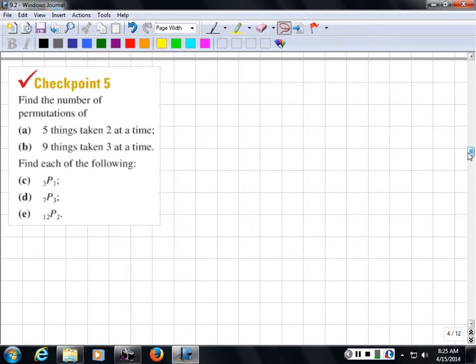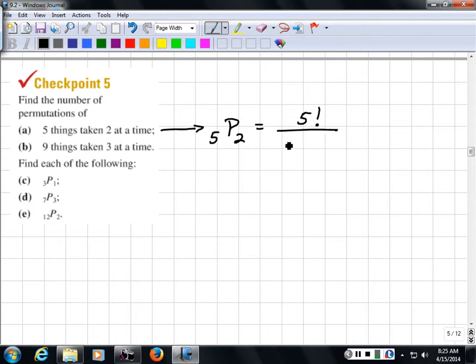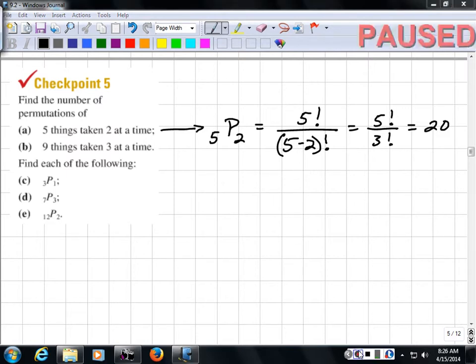Find the number of permutations of 5 things taken 2 at a time. So when we do that, that's simply going to be 5P2, which if you want to use the formula is 5 factorial over (5 minus 2) factorial, i.e. 5 factorial over 3 factorial, which will be equal to 20. But of course, you can just use the key on your calculator if you have one.